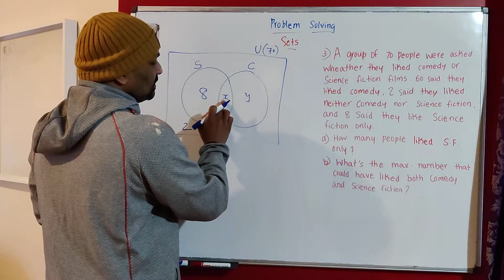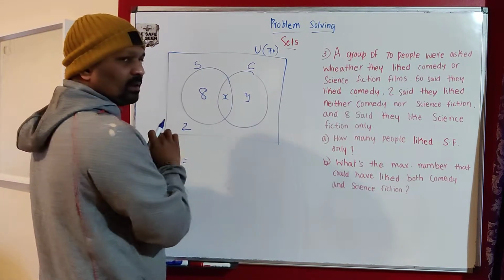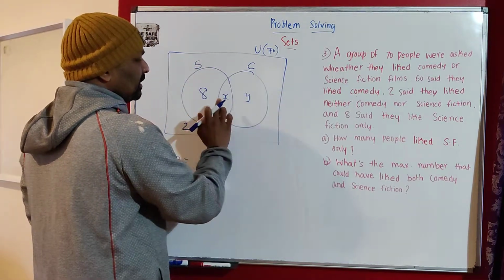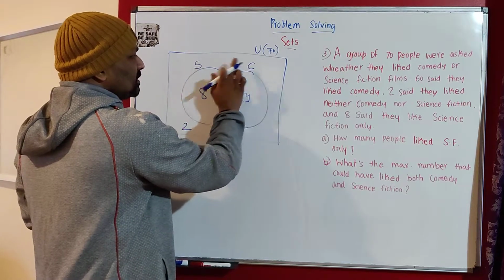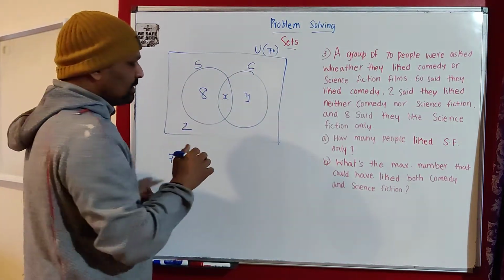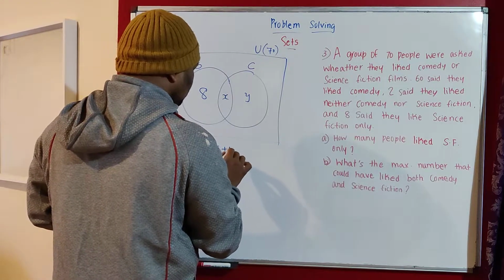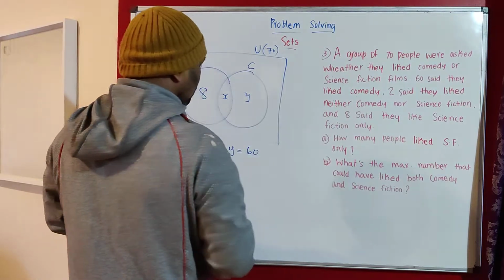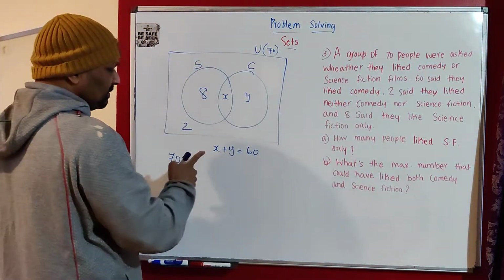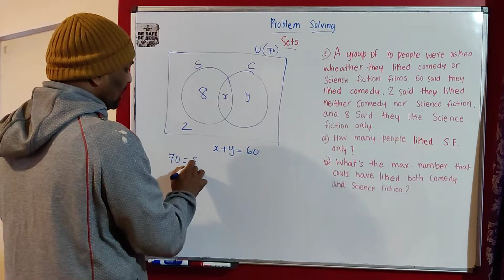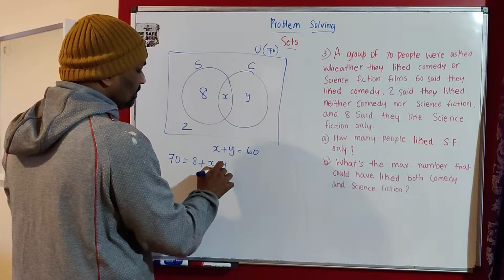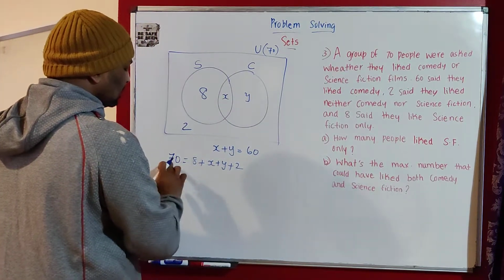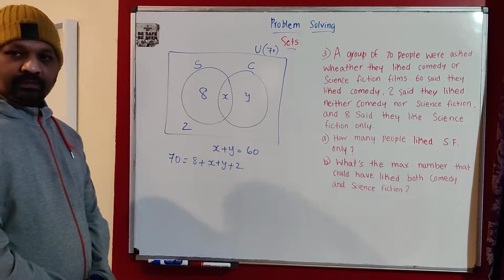So you should not exclude this one. These X people like both science and comedy. Y people like only comedy. X plus y is equal to that. This is one statement. X plus y is equal to how many people? They say 60 people. Okay, that is one thing. And the second equation that you can derive here is 8 plus x plus y plus 2. This one, this one, this one, this one. If you sum all of these, it should be equal to 70.